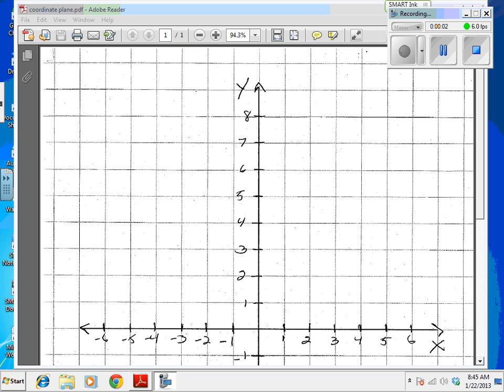We're going to talk about the coordinate plane. We're going to move on to symmetry and transformations and translations. But before we do that, we have to understand where those things occur. All right, and they occur within the coordinate plane.